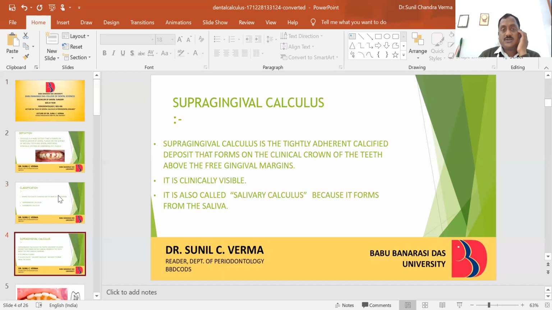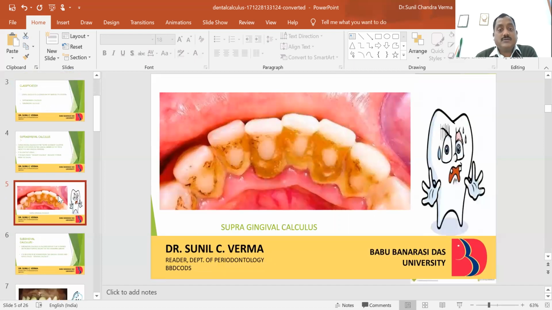Now come to the supragingival calculus. Supragingival calculus is a tightly adherent calcified deposit that forms on the clinical crown of the teeth above the gingival margin. Means supragingival portion means above the gingival margin. It is clinically visible. It is also called salivary calculus because it forms from saliva. Means the components of this calculus are derived from saliva. That's why this is called salivary calculus.